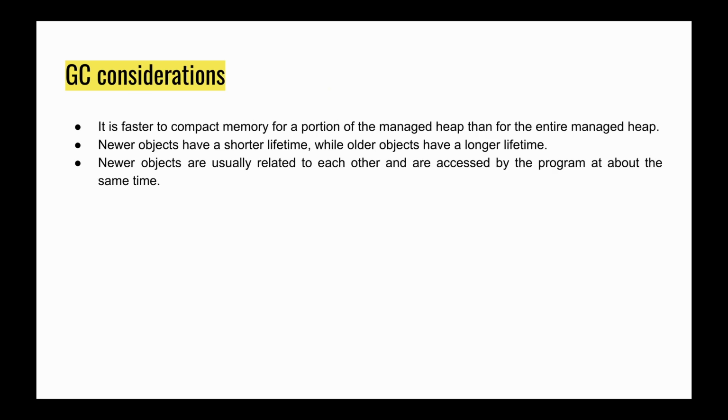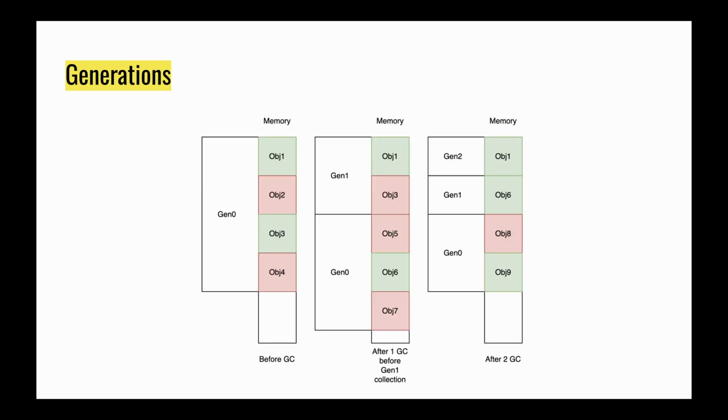The GC algorithm is based on several considerations. It is faster to compact memory for a portion of the managed heap than for the entire managed heap. Newer objects have a shorter lifetime, while older objects have a longer lifetime. Newer objects are usually related to each other and are accessed by the program at about the same time. Garbage collection mainly occurs during reclamation, processing in search of dead, non-permanent objects.